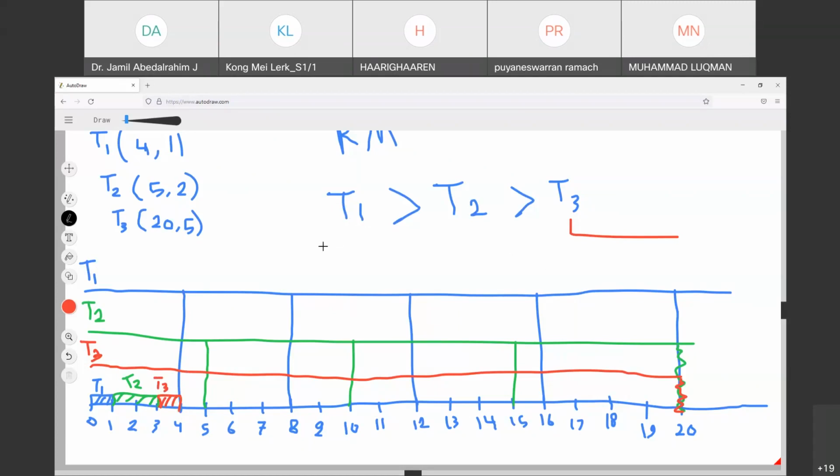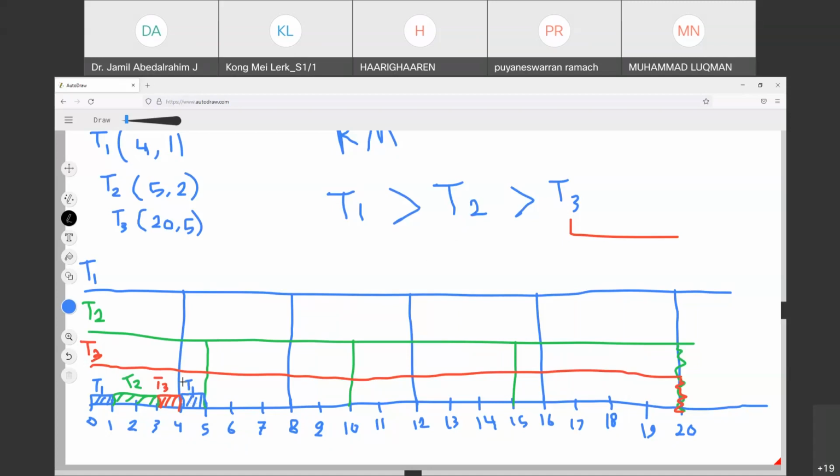So we execute task 1 at 4. How many units do we need to execute of task 1? 1, meaning from 4 until 5. Okay, done with task 1. Can we continue task 3? Cannot, because the new period of task 2 has started. Exactly. Task 2 also has higher priority, and task 2 will also preempt task 3.